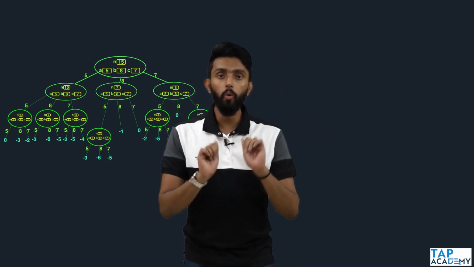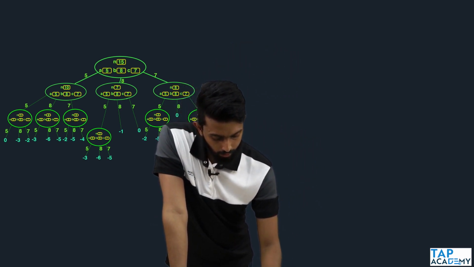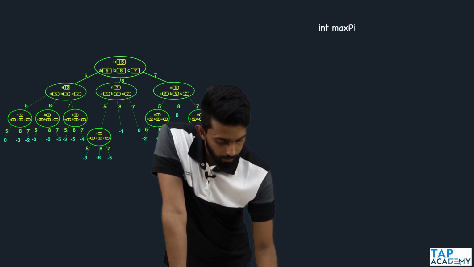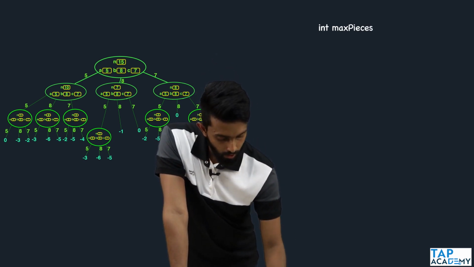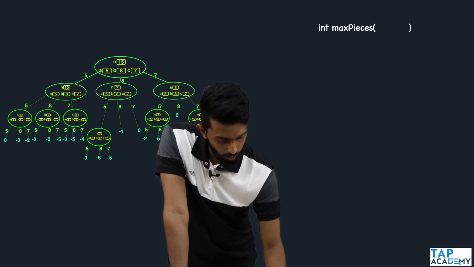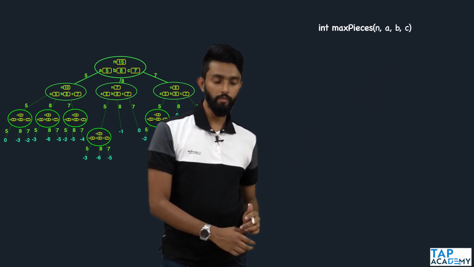Now watch it, all of you. What I am going to do is create one function which I will call, maybe, int maxPieces, maximum pieces, right? What will this accept? This is going to accept rope length n, cut length a, cut length b, cut length c, because you know there are 3 values they have given.